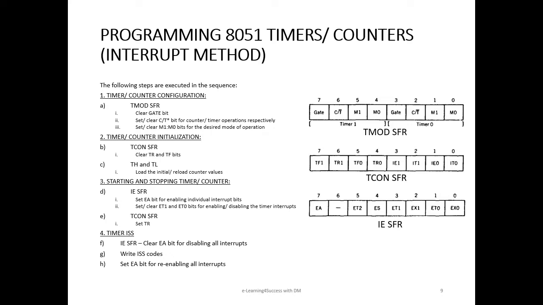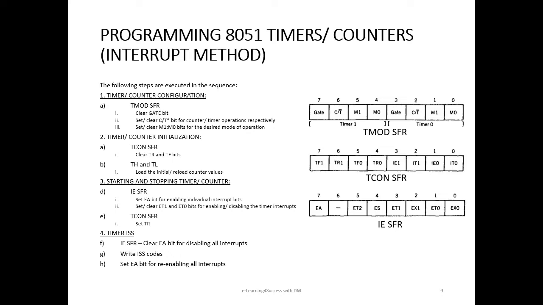The next step is initialization. In this step, we will clear the TR and TF bits of the TCON special function register. Also, we will load the initial count value to the TH and TL counter registers. Now the third step is to enable the interrupts and start the timer.